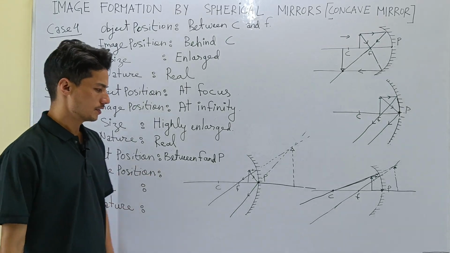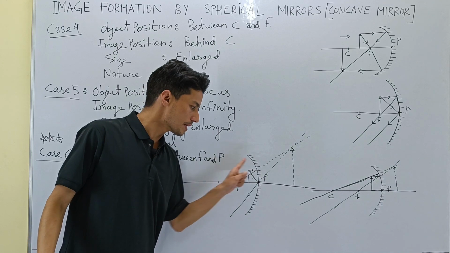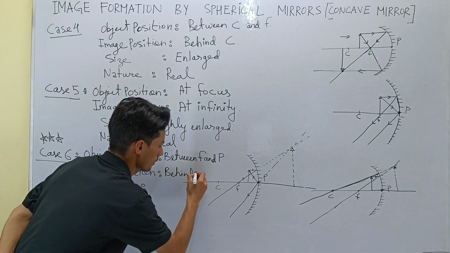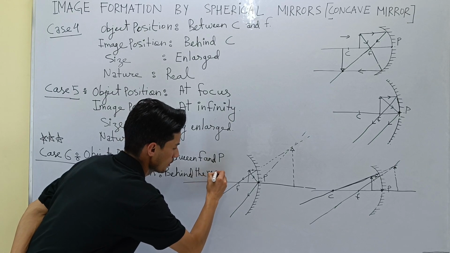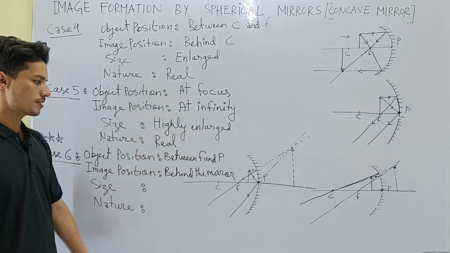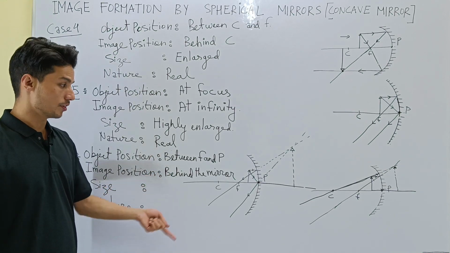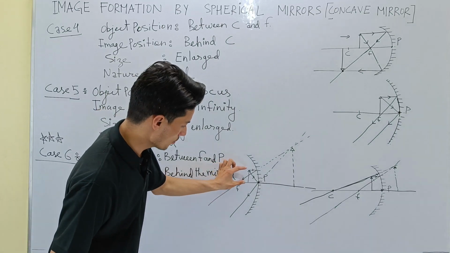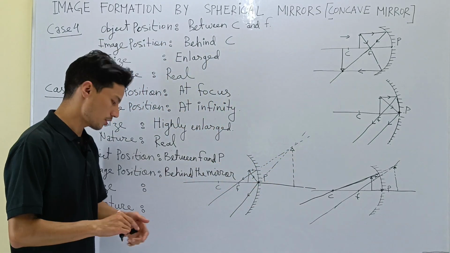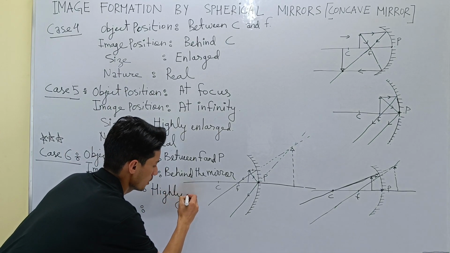Image position: behind the mirror. Class, behind the mirror. It's behind the mirror. Okay, no space, so please don't mind, behind the mirror. Size: highly enlarged. Look at the size. Object is this much, image is roughly 3 times this long. Highly enlarged.